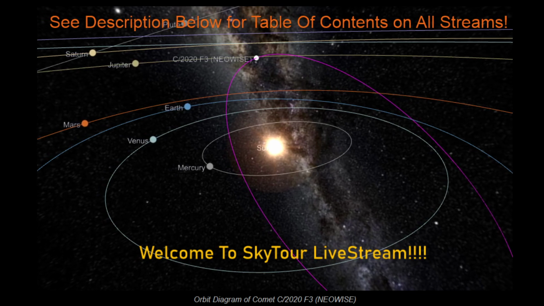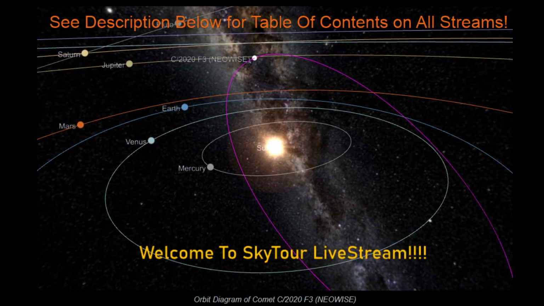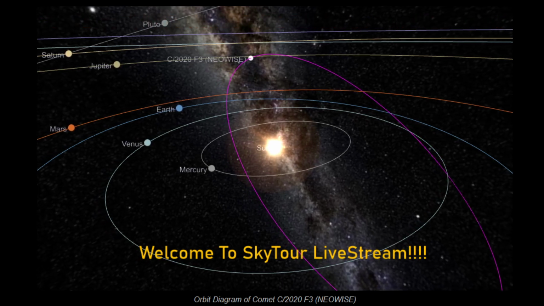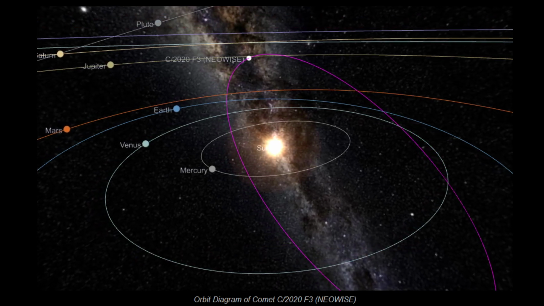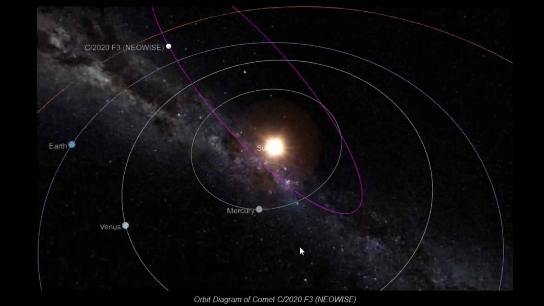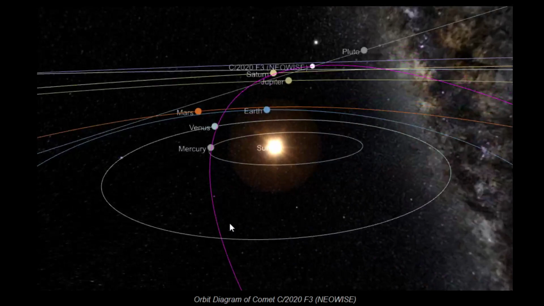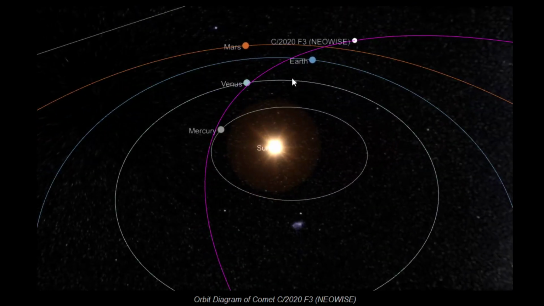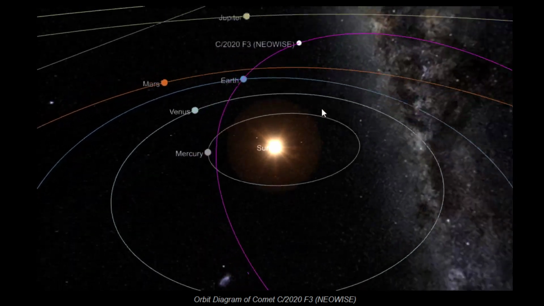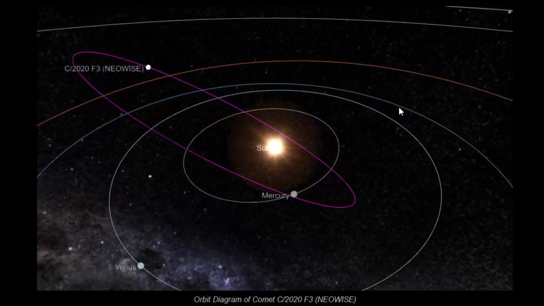That's good, Daryl. All right, now let me do this. Let me turn this off and turn this guy off. Okay, now looking here, you can see this is where NEOWISE is. This is Earth out here. And NEOWISE has just gone around the sun, and it's heading back out into deep space.